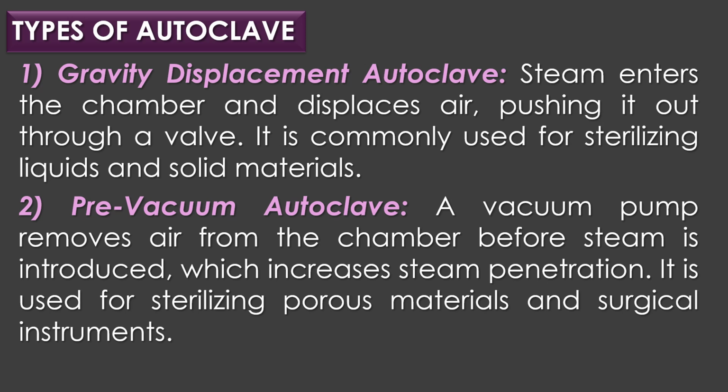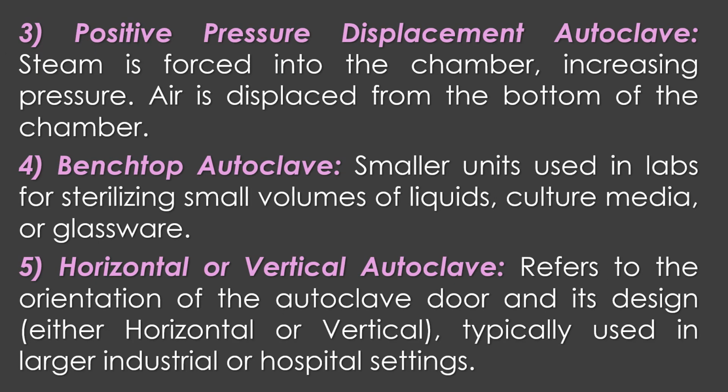The second type is pre-vacuum autoclave. In this autoclave, a vacuum pump removes air from the chamber before the steam is introduced, which increases the steam penetration. It is used for sterilizing porous materials and surgical instruments. The third type of autoclave is positive pressure displacement autoclave. In this autoclave, steam is forced into the chamber, increasing pressure. Air is displaced from the bottom of the chamber.